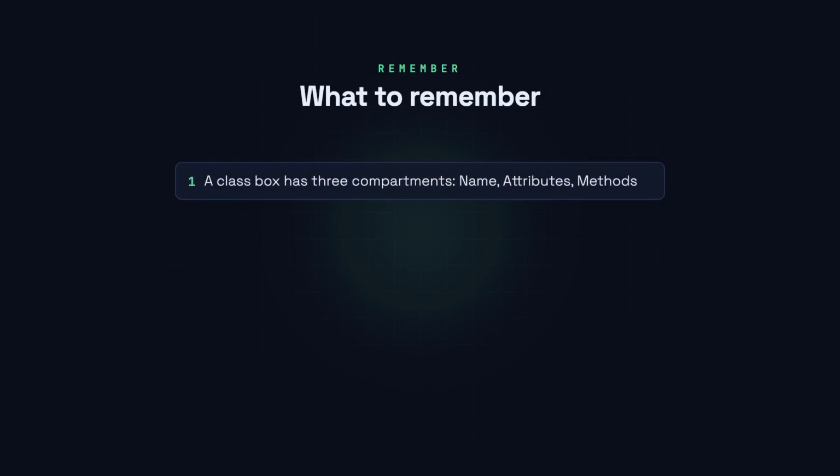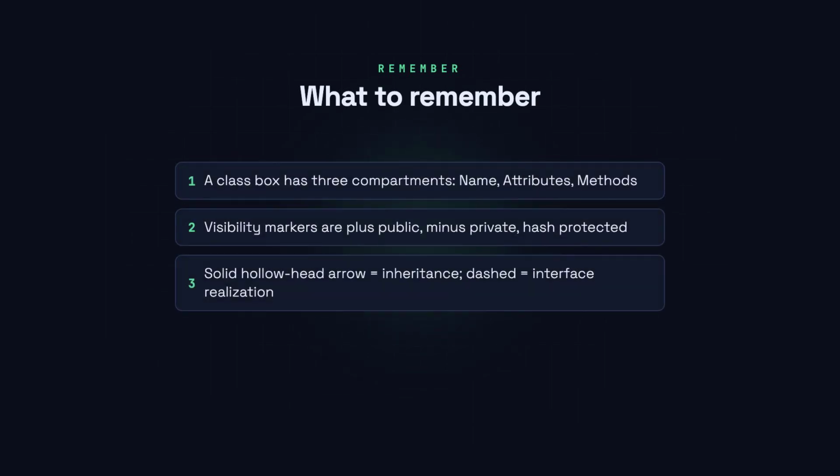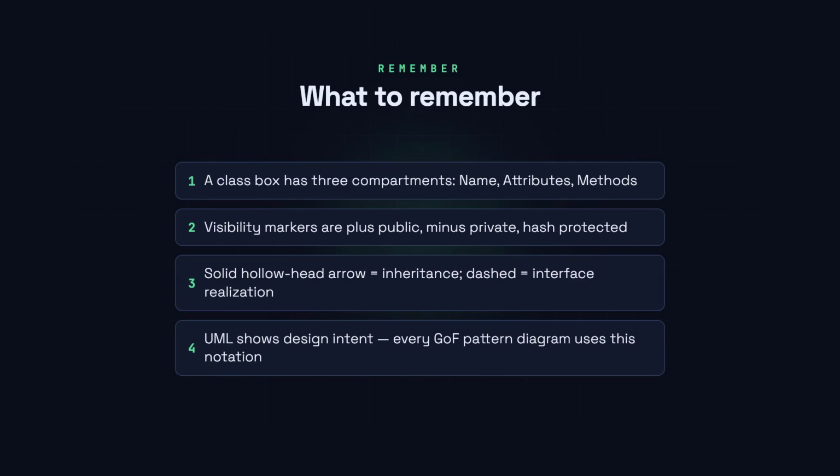4 things to lock in. 1. Every class box has 3 compartments: name on top, attributes in the middle, methods at the bottom. 2. Visibility is shown with plus, minus, or hash before each member. 3. A solid line with a hollow arrowhead means inheritance, and a dashed version means interface realization. 4. All Gang of Four pattern diagrams use exactly this notation, so mastering it once lets you read every pattern chapter that follows.